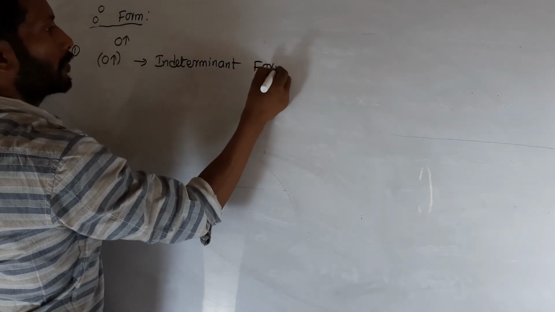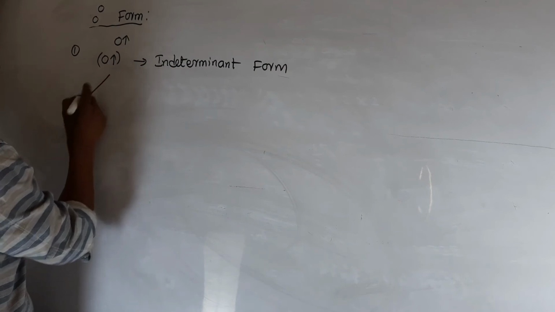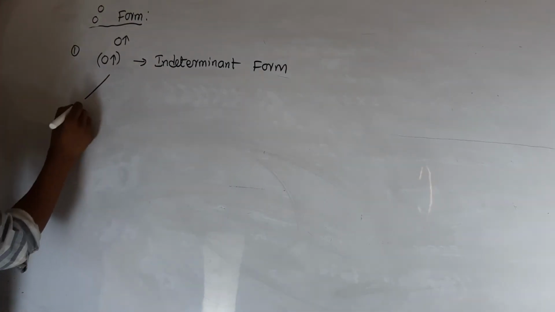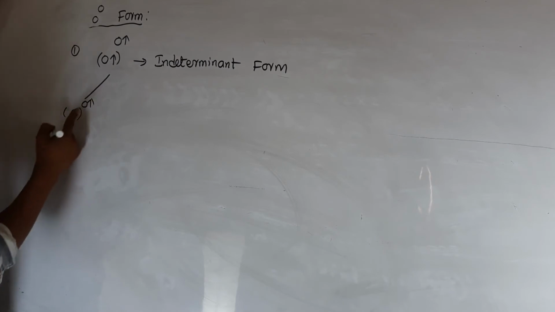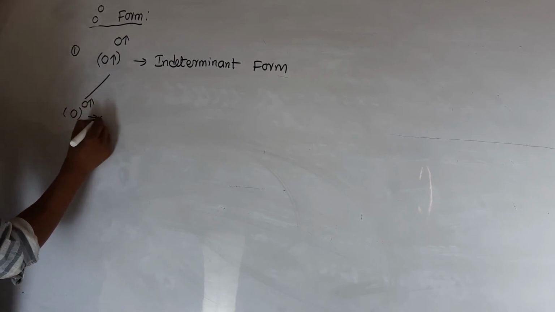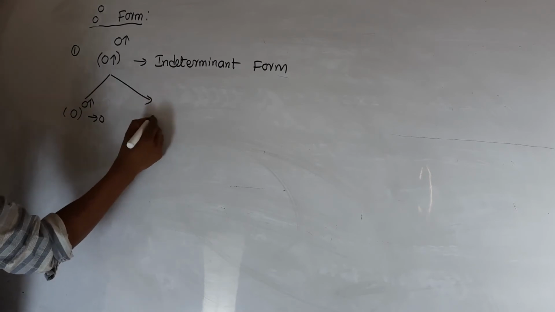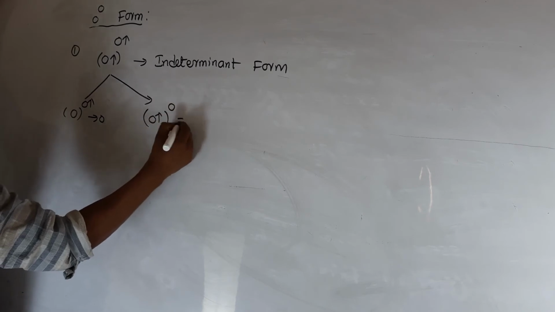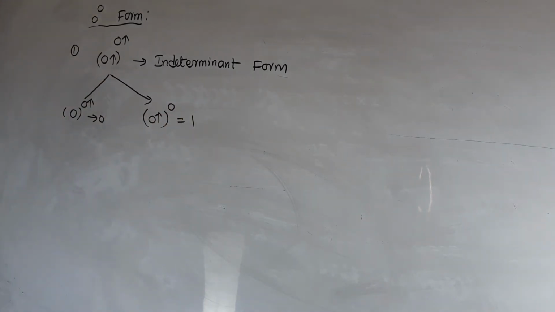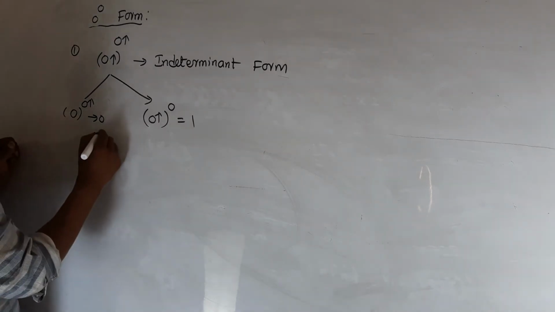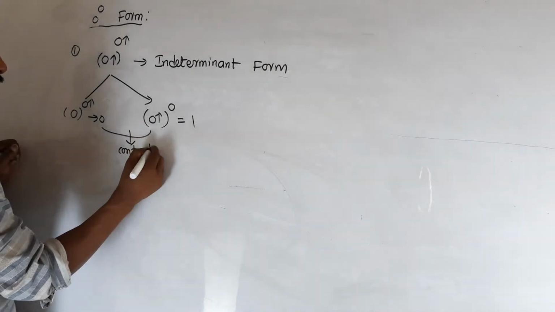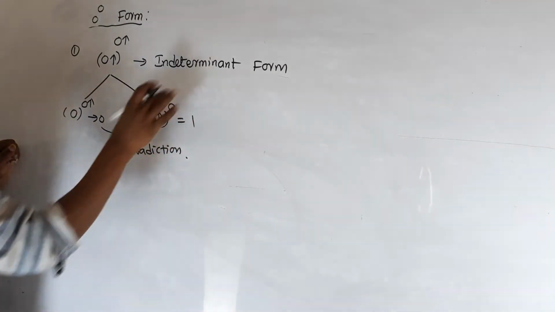Indeterminate form because, if the base is exactly 0, 0 power anything is 0. Next, if the power is exactly 0, any number power 0 is 1. It is a contradiction. So that's why it is the indeterminate form.